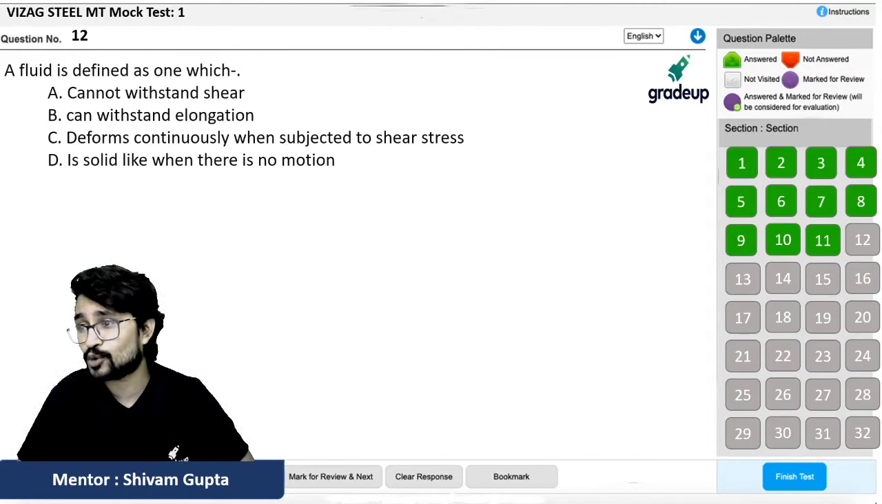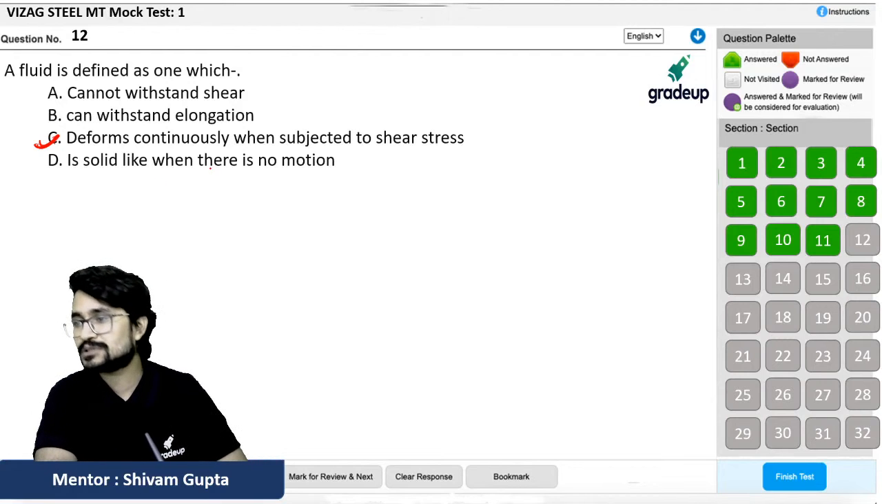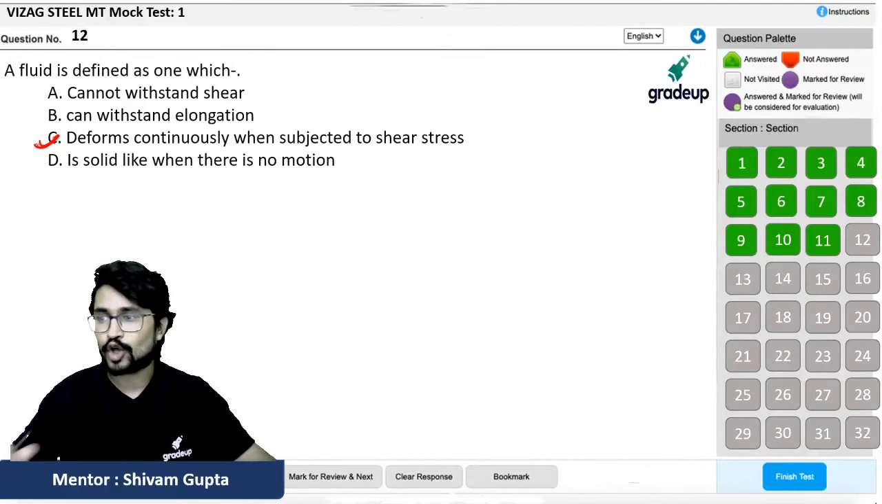What will be the more correct answer for this question? Option number C will be the nearest and the most correct answer. So option number C. Just lock the option number C. Okay, now coming to the next question.